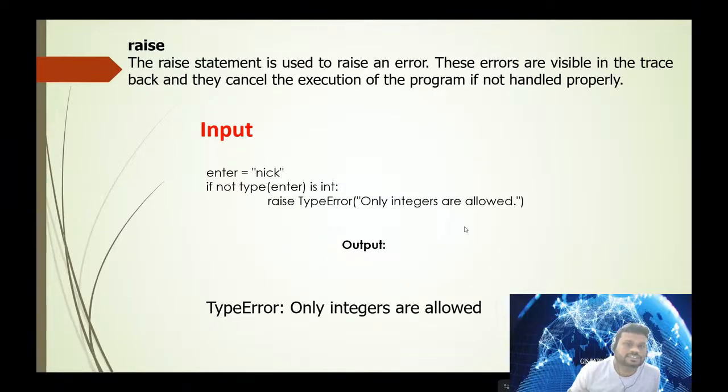Next is the raise reserved keyword. The raise statement is used to raise an error. These errors are visible in the traceback and they cancel the execution of the program if not handled properly. So suppose that you make a variable with the name enter and give it a string value, a name like nick. Strings are always written in double inverted commas.